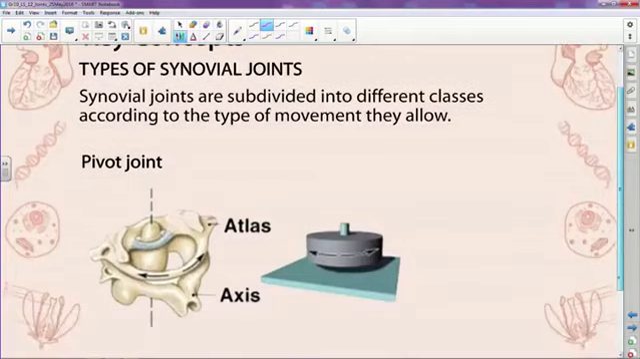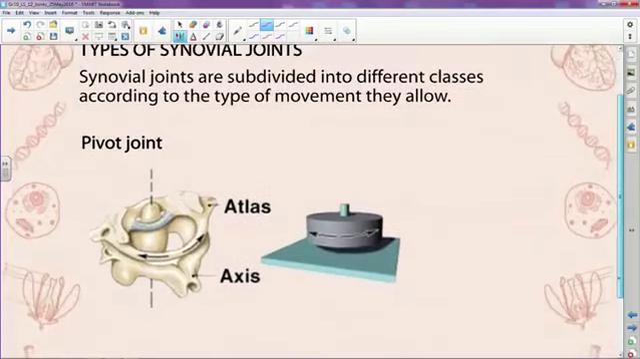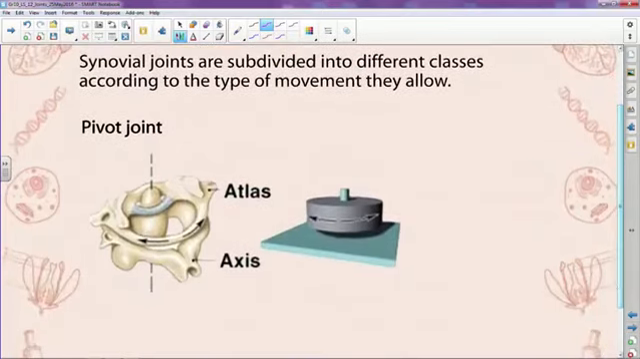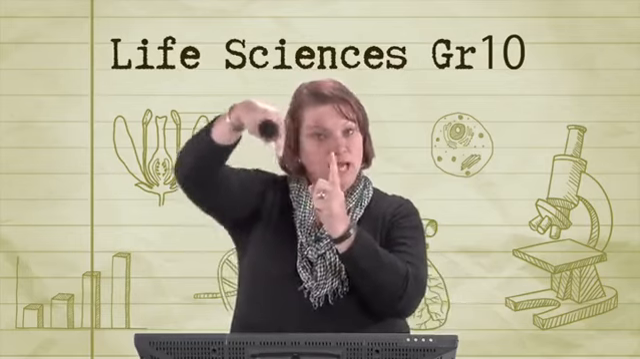A pivot joint. The only pivot joint in the body is the atlas and the axis. Can you remember this at the top of my vertebrae? My atlas and my axis must turn on each other so that I'm able to turn my head. A pivot means to turn around a central point.